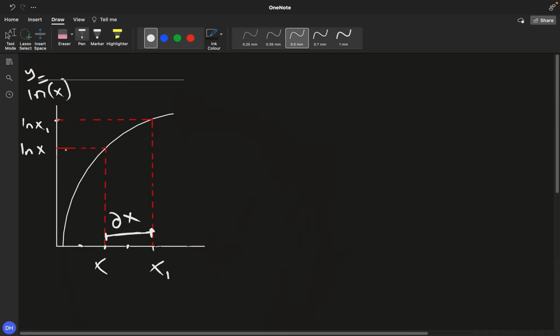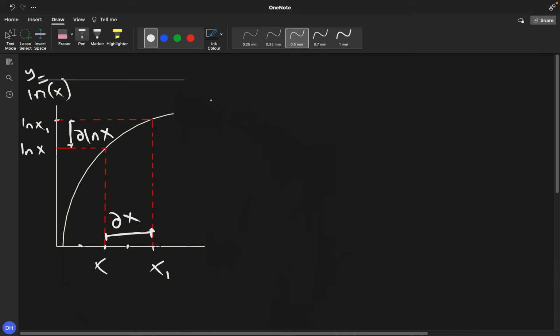And same for the function, the log of x, right? The difference between log of x and log of x1 is just the change in log of x, delta log of x, right?